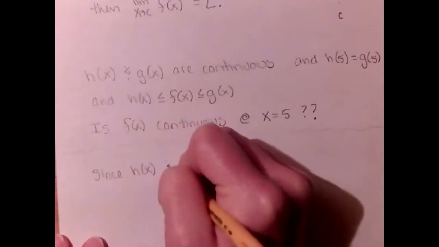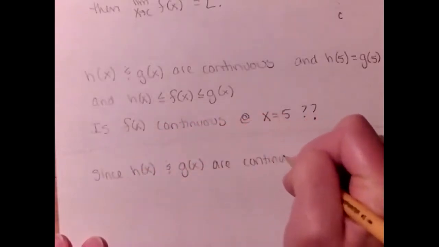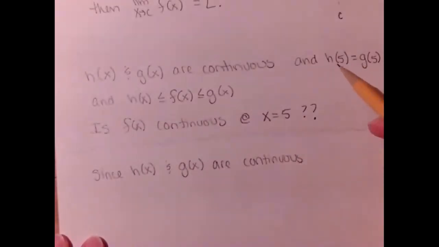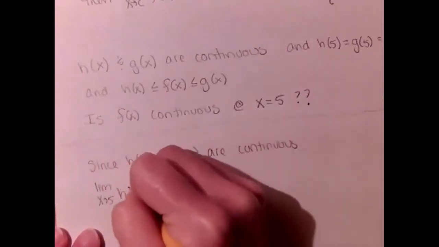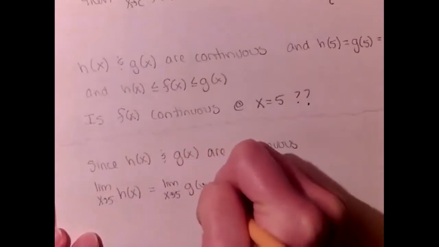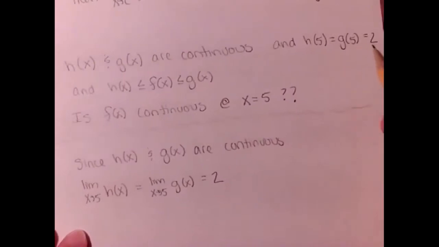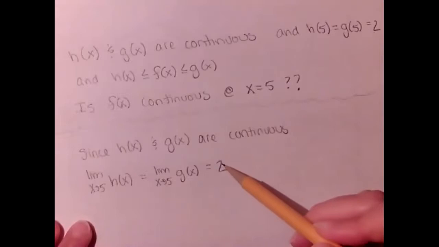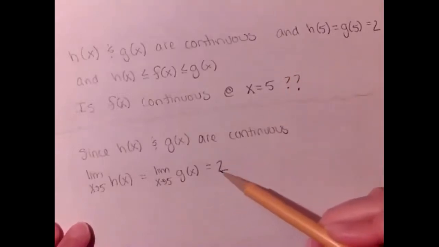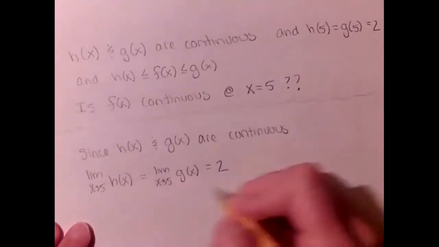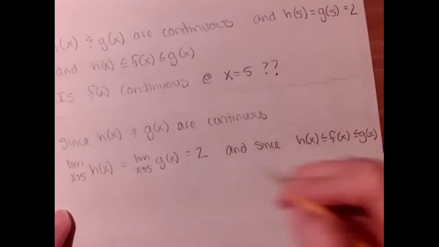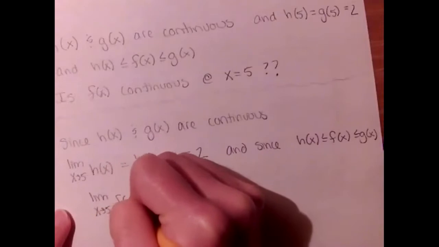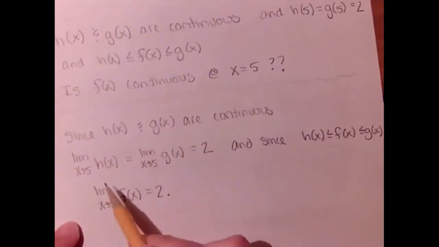Since h of x and g of x are continuous, they have this point that's (5, 2). So since they're continuous, the limit as x goes to 5 for h of x and for g of x would also be 2. Because continuity means you have a point, you have a limit, they agree. They're going to both have to be 2. So since that's all true, and since f of x is stuck in between those, the limit as x goes to 5 of f of x has to also be 2. So we're allowed to make that conclusion. That's what the squeeze theorem tells us.